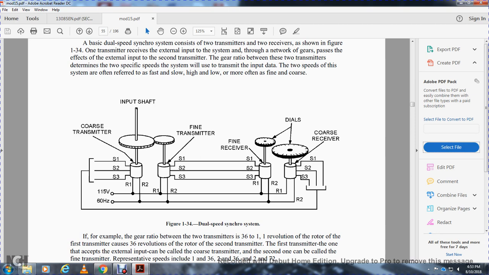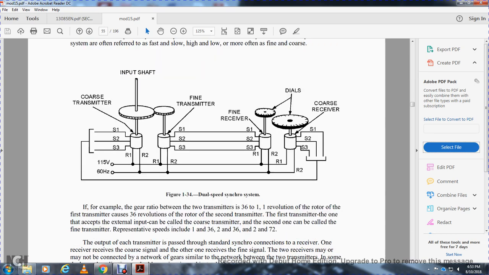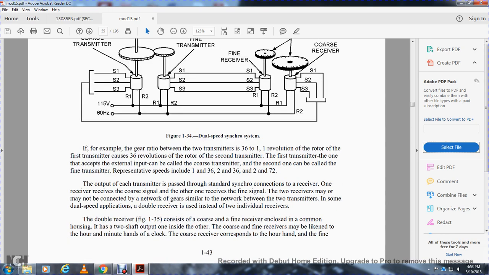are both connected to the course transmitter, fine and course rotors, and over to the fine receiver and then the course receiver. You have your dials on your stator and your fine receiver and the course receiver, stator 1 and stator 2. In this example, the gear ratio between the transmitters is 36 to 1, with one revolution of the rotor of the course transmitter for 36 revolutions of the rotor of the fine transmitter.